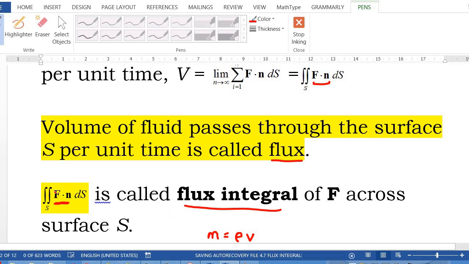The flux is the volume of fluid that passes through the surface S per unit time. We call this the flux integral of F across surface S. Because F is a velocity field, the unit is meter per second. dS is one unit of surface area, meter squared, so the total is meter cubed per second. So it becomes the volume of fluid passing through the surface S per unit time. We call it flux. It means how much volume of fluid passes through the surface S per unit time. This is what we call the flux integral.